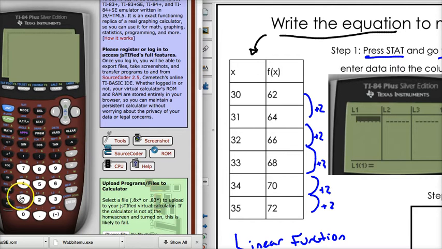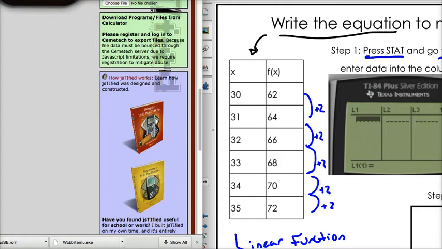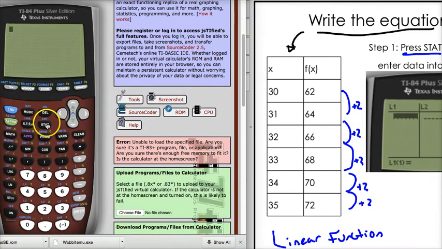You go to Stat. Okay, you press Stat, and then you go to Edit. So you should have these two columns. And what you're going to do is enter in your data in these two columns. So let's do that quickly. 30, 31, 32, 33, 34, 35. Beautiful. Let's go over to the next column. 62. Don't want to mess that up. So 62, 64, 66, 68, 70, and 72.